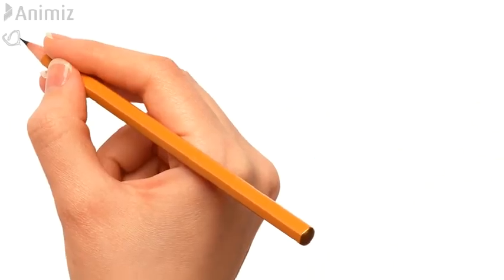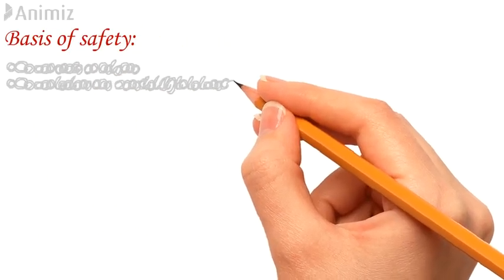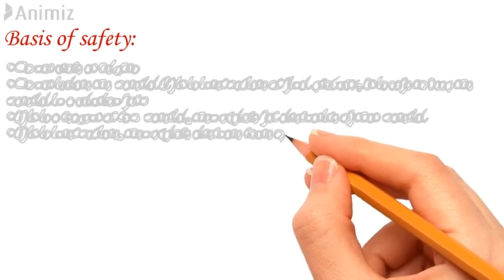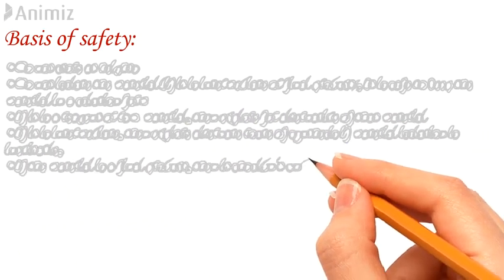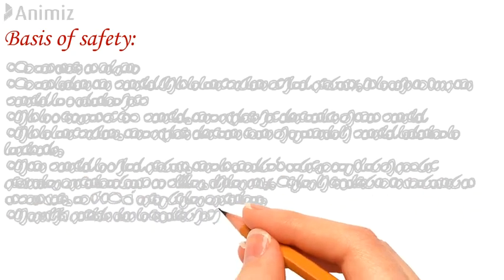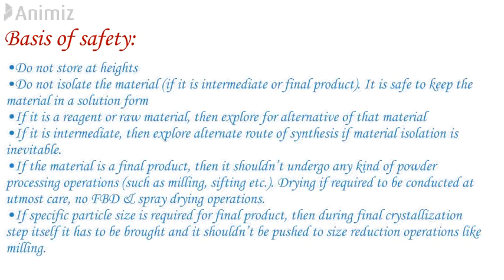Basis of safety. If the material is found to be shock sensitive in nature, then the following measures can be taken. Do not store it at height. Do not isolate the material. It is safe to keep the material in solution form. If it is a reagent or raw material, then explore alternatives for the material. If it is an intermediate, then explore an alternate route of synthesis if material isolation is inevitable.